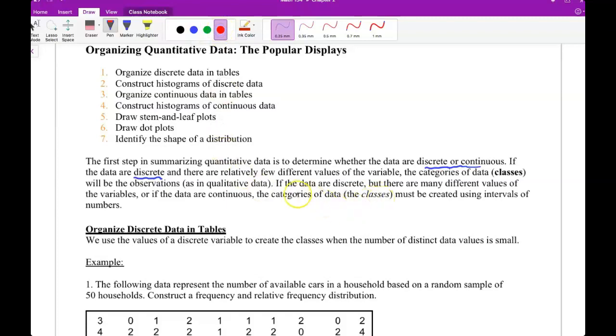And if the data are discrete but there are many different values of the variable, or if the data are continuous, the categories of data or classes must be created using intervals. So when we have continuous data, we're going to use intervals of numbers. We're going to work on these to see what the difference is while working on examples.